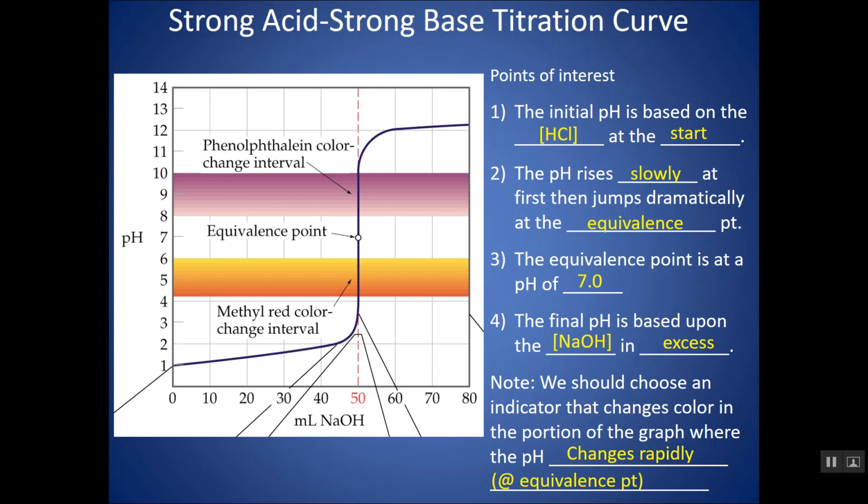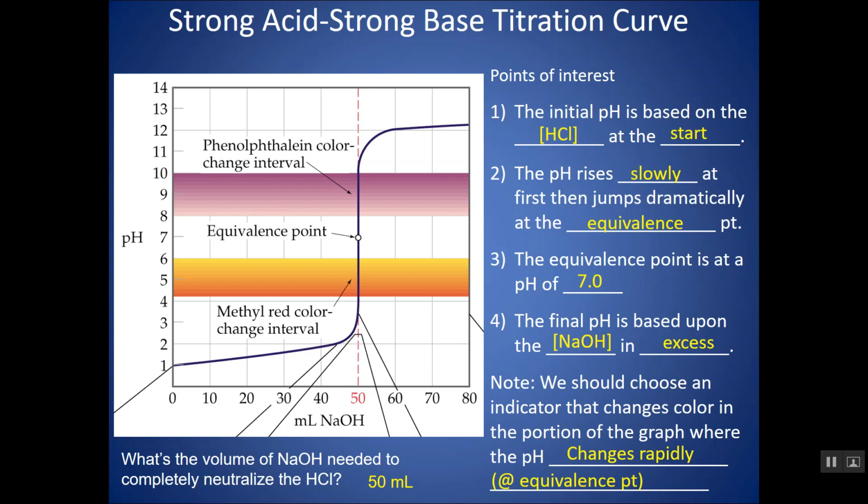We want the end point of the indicator, when the indicator changes color, to match around the equivalence point. You can always figure out from one of these titration curves the volume of base, in this situation milliliters of NaOH, that was needed to completely neutralize the acid. I go to my equivalence point, I drop down, and I see that 50 milliliters is the volume of base that would have been needed to completely neutralize the acid.